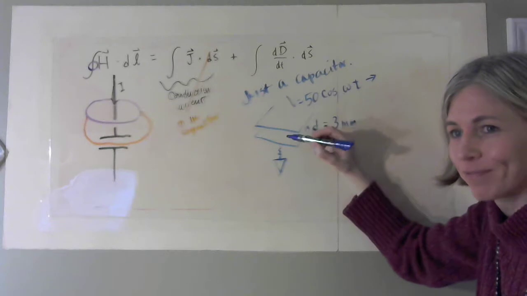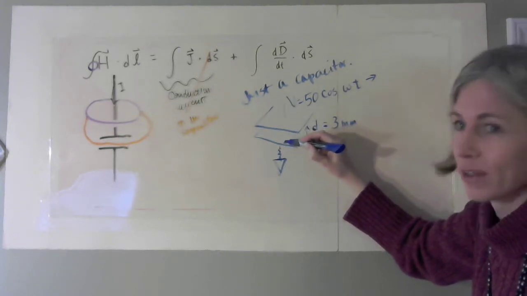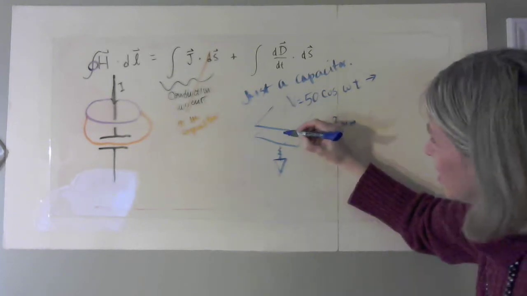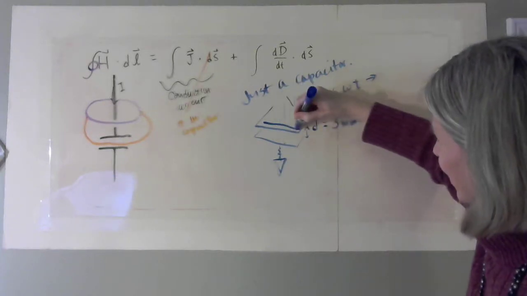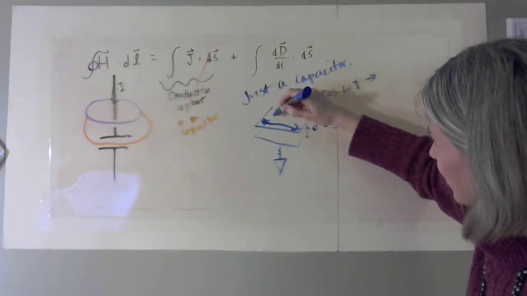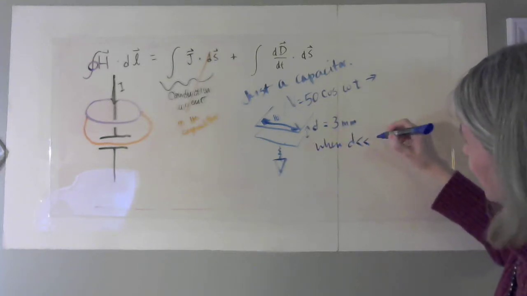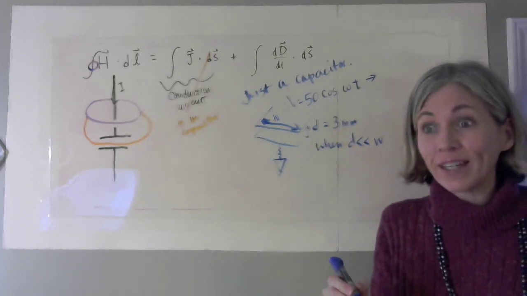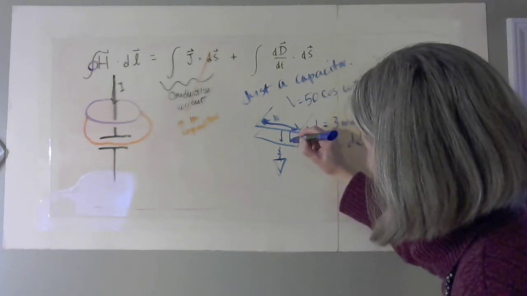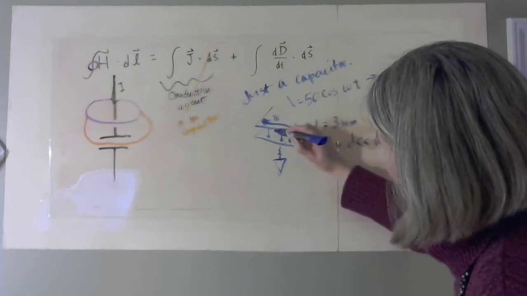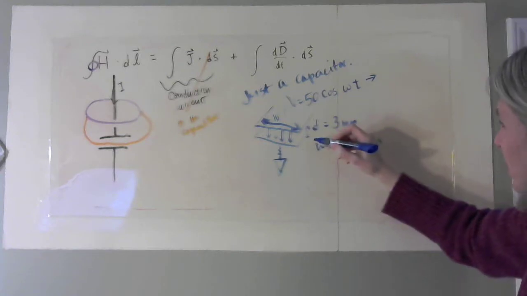We remember that the voltage, or the electric field in the capacitor, if it's parallel plates and they're a lot closer than their width, D is much less than W, is pretty much uniform. And we have to use that information.